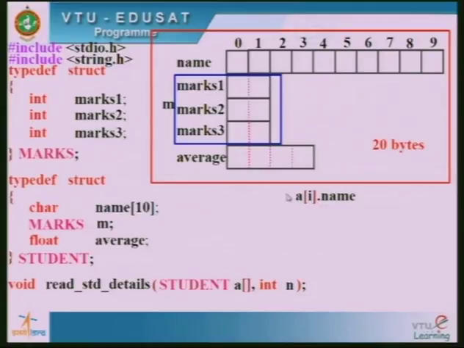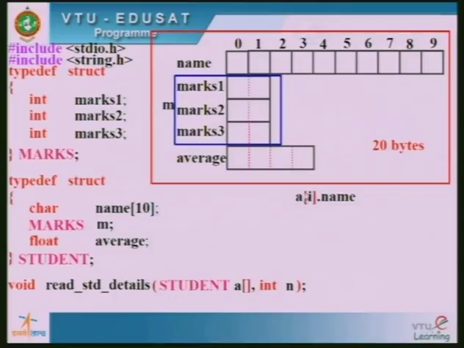Now, we can store the student information in A0, A1, A2, A3, A4 and so on. So in general, I say A of I dot name, A of 0 dot name. If I want to enter the first student's details, what should be the value of I here? 0. So, in general, let me write A of I dot name, and here what is the statement to be used? Scanf statement. And next I should read the marks into this field. So how to access this field? A of I dot m dot marks 1.